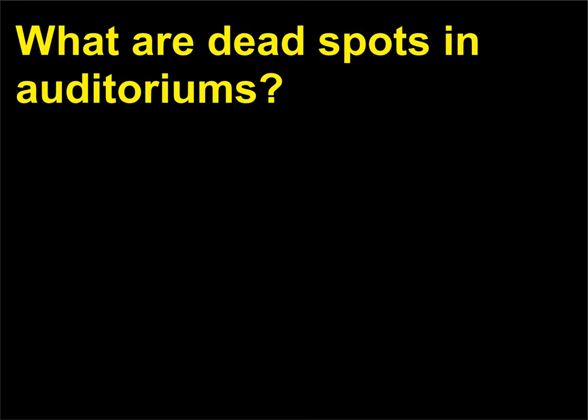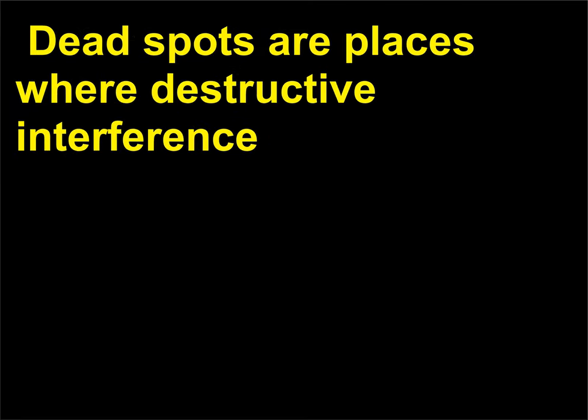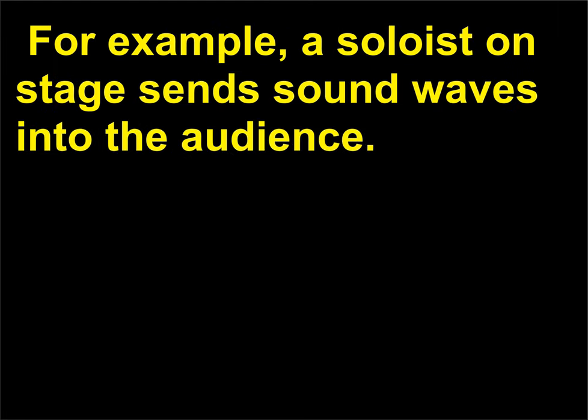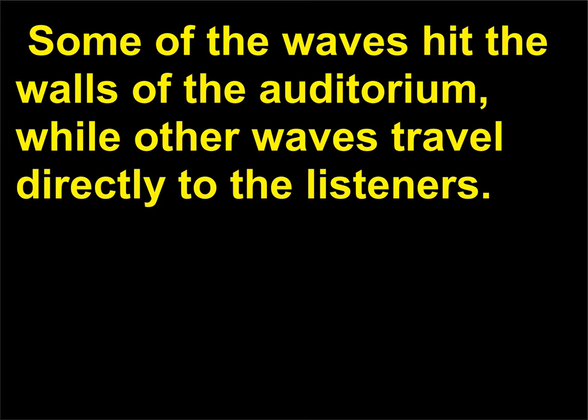What are dead spots in auditoriums? Poorly designed auditoriums can have dead spots. Dead spots are places where destructive interference occurs from the interaction of two or more sound waves. For example, a soloist on stage sends sound waves into the audience. Some of the waves hit the walls of the auditorium, while other waves travel directly to the listeners.